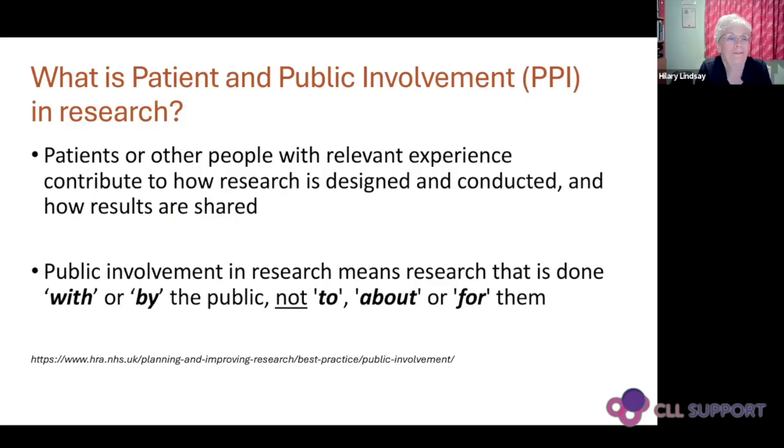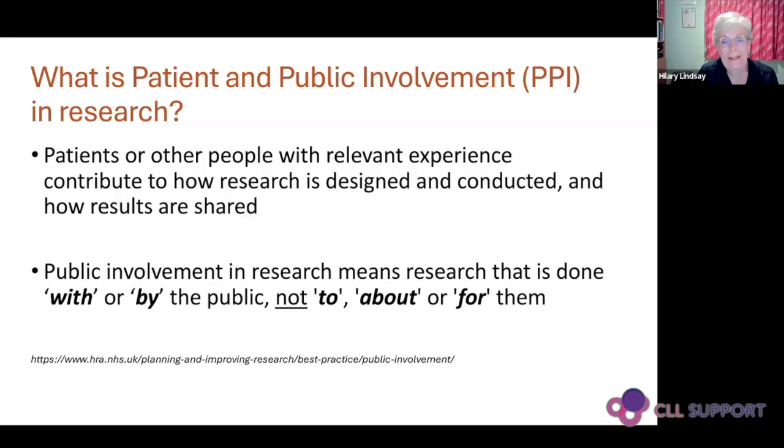So what is patient and public involvement in research? It really is so important that patients or other people with experience get involved in how research is designed and conducted and how results are shared. And this area of involvement is changing and developing all the time. And now, quite simply, no new trial would be approved without there being significant patient and public involvement in the whole exercise. And we say PPI, but technically it's actually PPIE. So it's patient and public involvement and engagement.